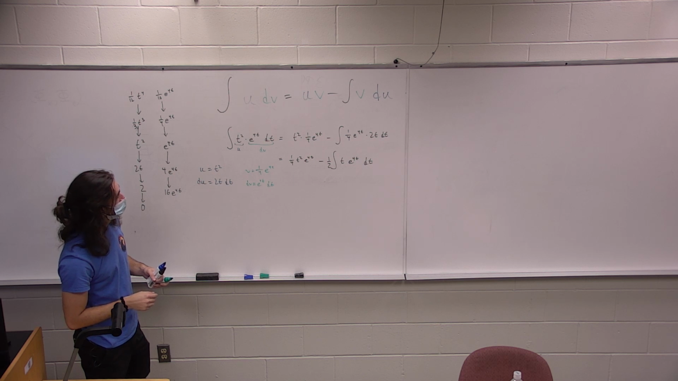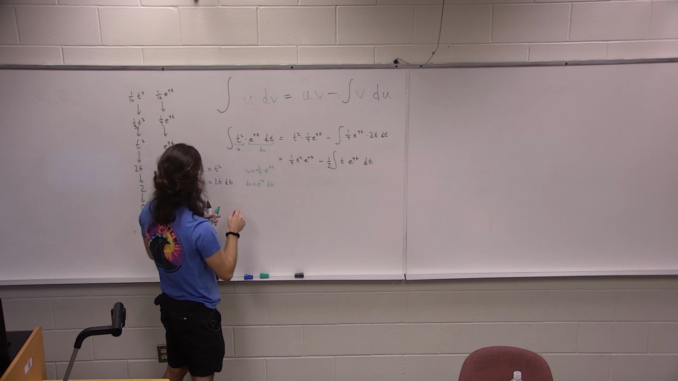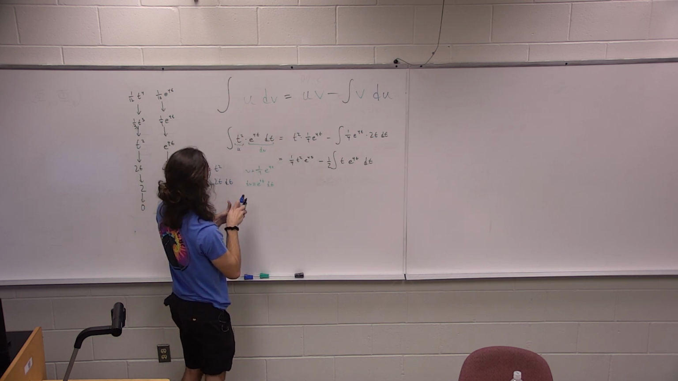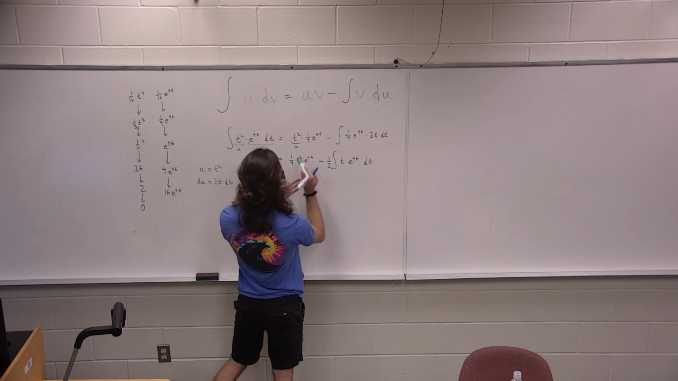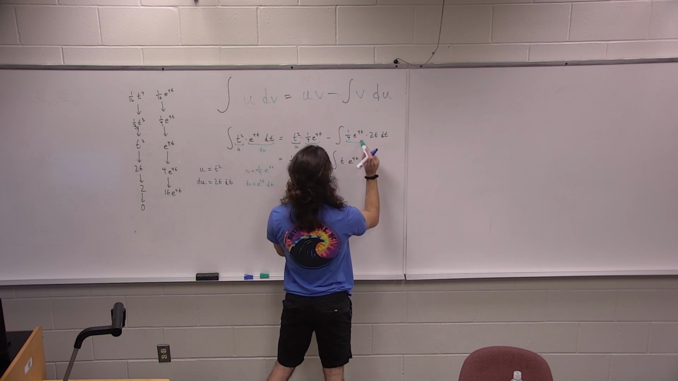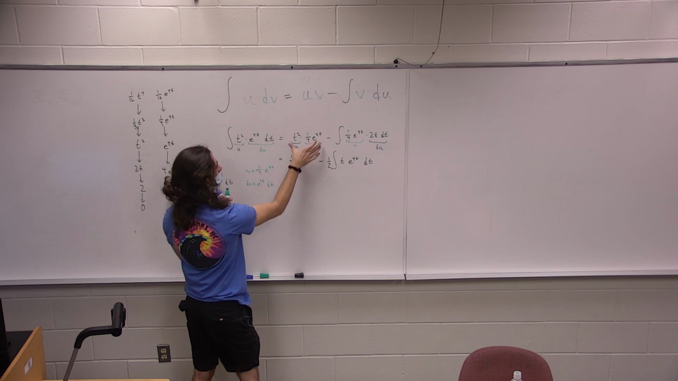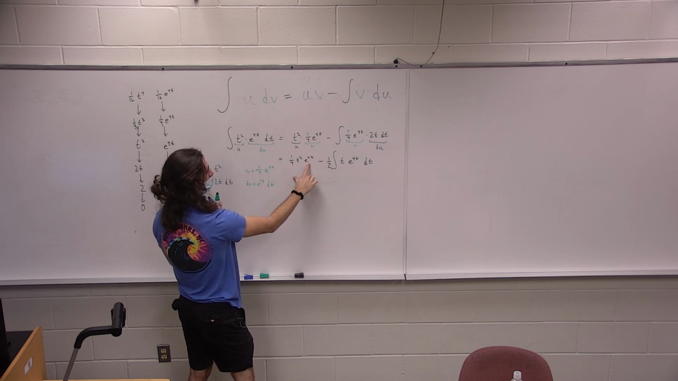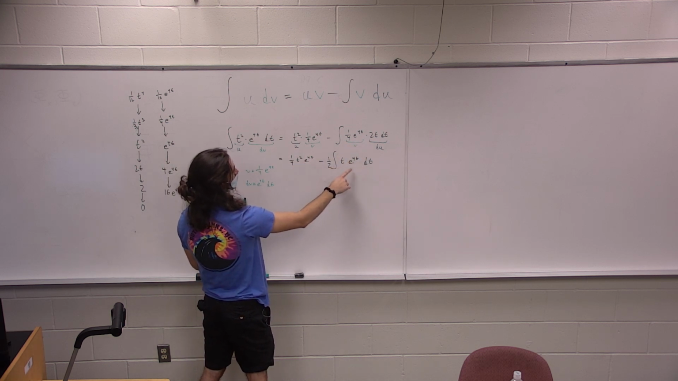T squared times 1/4 before the integral. Here? Yeah. So this was following the formula here, so this was u, v, and then v du. This term I simply rewrote in a different order. So 1/4 t squared e to the 4t. And then I did the same thing over here, just rewrote it in a different order.